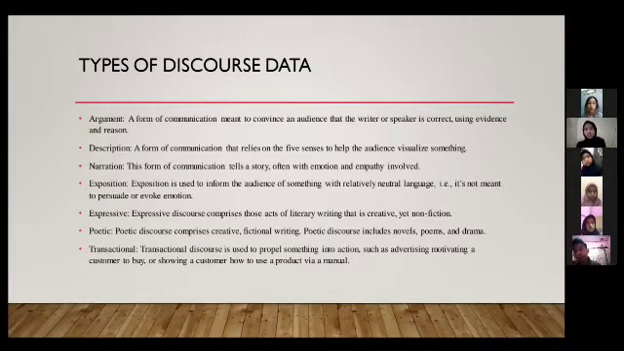And the next, expressive. Expressive discourse comprises those acts of literary writing that are creative yet non-fiction. And poetic discourse comprises creative, fictional writing. Poetic discourse includes novels, poems, and drama. And the last is transactional. Transactional discourse is used to propose something into action, such as advertising, motivating a customer to buy, or showing a customer how to use a product via a manual. Thank you.